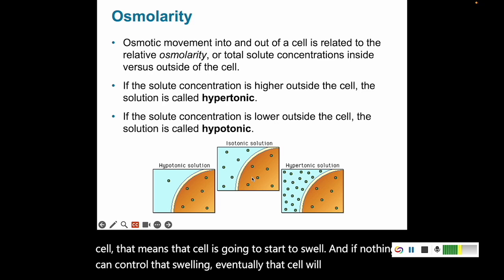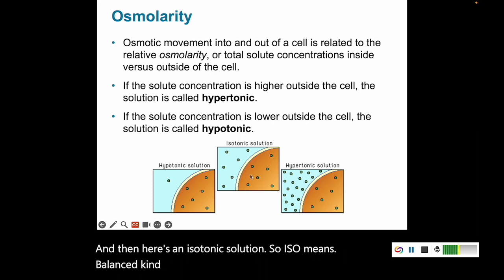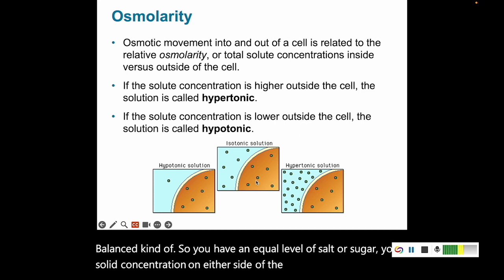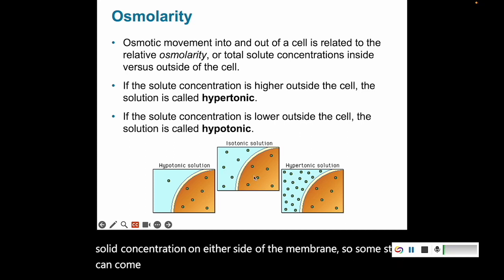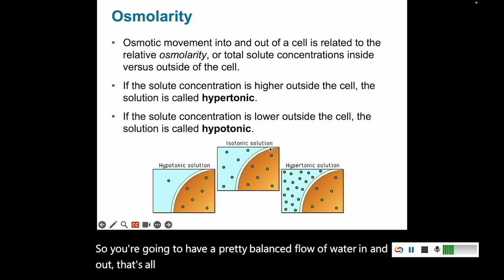And then here's an isotonic solution. So iso means balanced, kind of. So you have an equal level of salt or sugar, your solute concentration, on either side of the membrane. So some stuff can come in and it'll be balanced by what's going out. So you're going to have a pretty balanced flow of water in and out. That cell is going to stay about the same size.